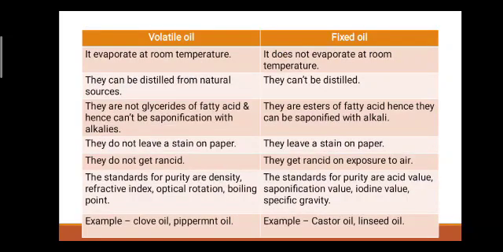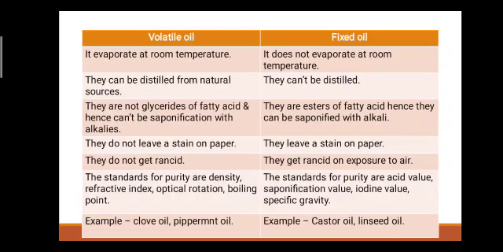The next point, difference between volatile oil and fixed oil. First point, volatile oil evaporates at room temperature, and fixed oil does not evaporate at room temperature. Second, volatile oils can be distilled from natural sources, and fixed oils can't be distilled. Third, volatile oils are not glycerides of fatty acids and hence can't be saponified with alkalis. Fixed oils are esters of fatty acids, hence they can be saponified with alkali.